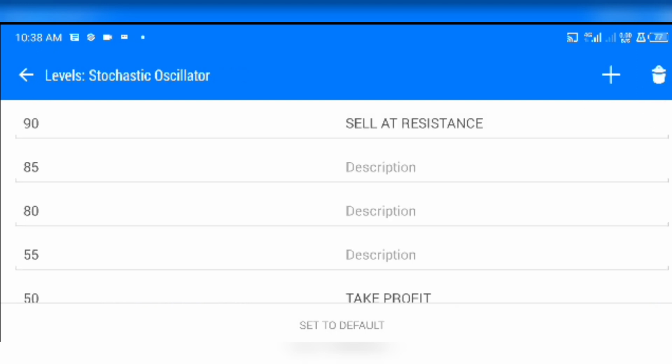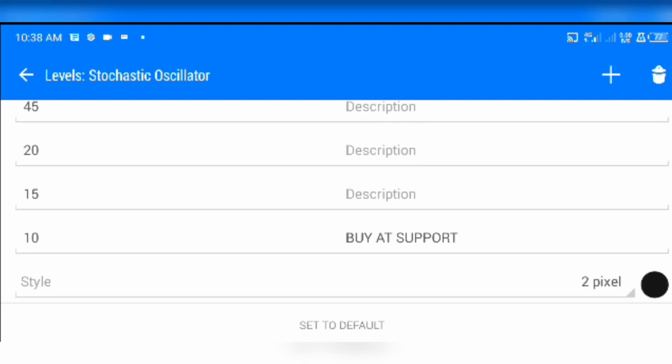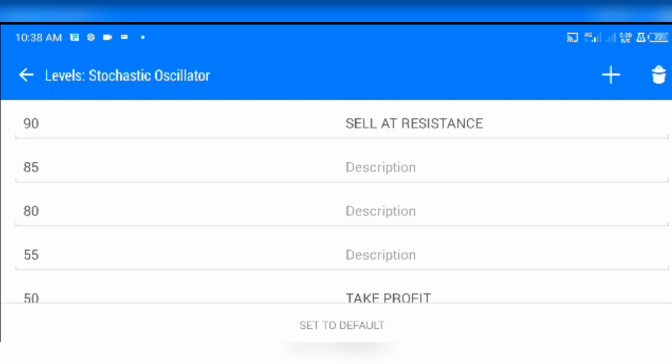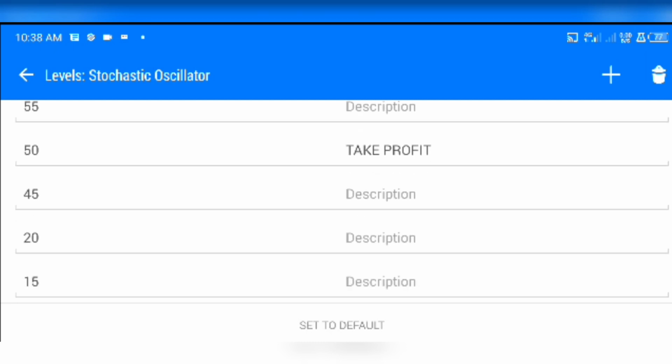You click on your levels and enter the following parameters: 90, 85, 80, 55, 50, 45, 20, 15, 10. Then on the column of your 90, enter sell at resistance. On the column of your 50, enter take profit. On the column of your 10, enter buy at support. Then style should be 4 pixel black. If you're having a dark background, enter white. So you're done with that.